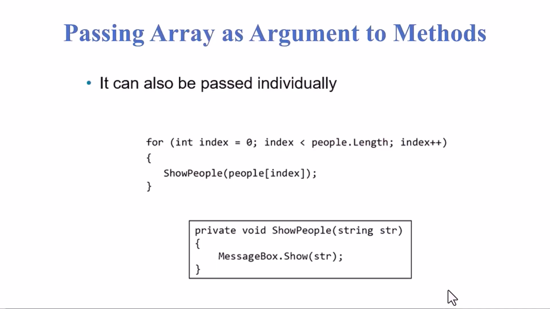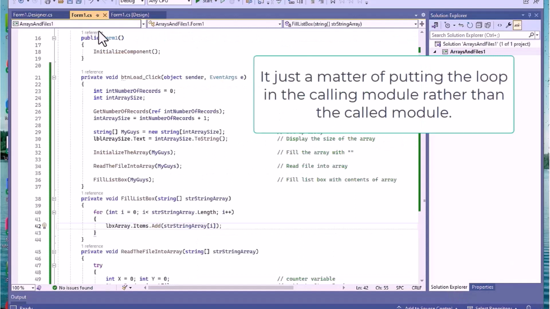I'm going to make a slight change to this piece we just did, where we're sending it to a method to fill the list box. Instead, we're going to actually pass each element to that method, and we'll do it from there. So let's just give that a shot here. I'm going to go up to my load here, and I'm going to comment this out.